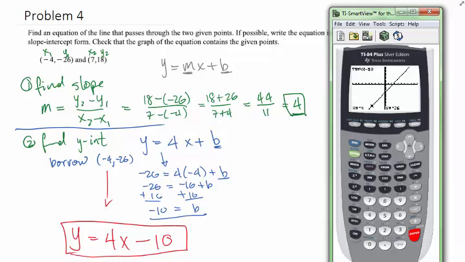Okay, now I want to check if 7 is on that line. I'll hit 7, enter, and then my y value is 18. And just for good measure, the y-intercept is supposed to be negative 10, so if I press 0 for x, the y value should be negative 10. Alright, so that's a way to check using your graphing calculator.